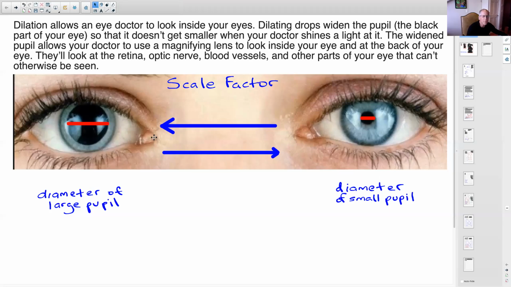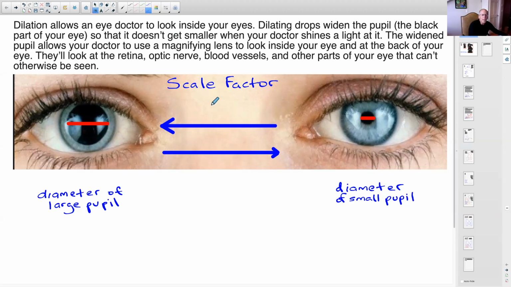So let me ask the question again. How much bigger is the diameter of the larger pupil than the smaller pupil? How many times bigger? Who can raise their hand? Charles, what do you think, buddy? 3 times. Wait a minute. No. Did you guys hear that? Do you think it's 3 times? Well, guess what? Charles is right. It is 3 times bigger.